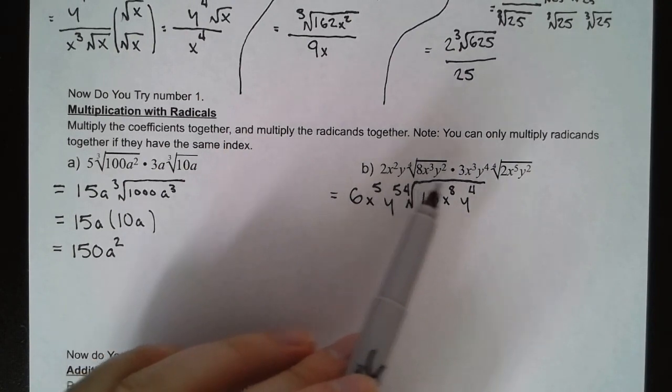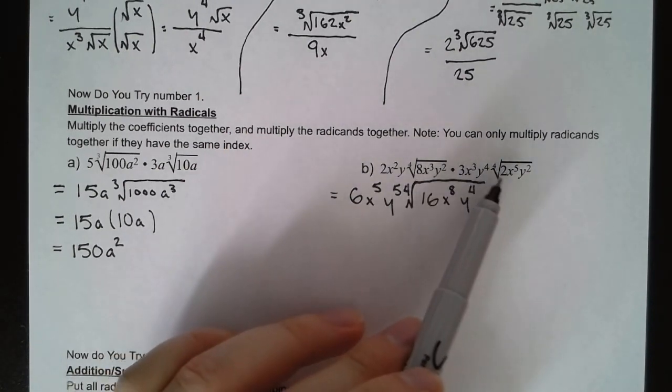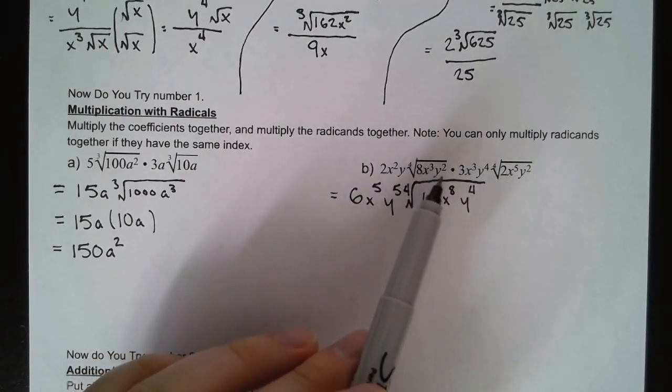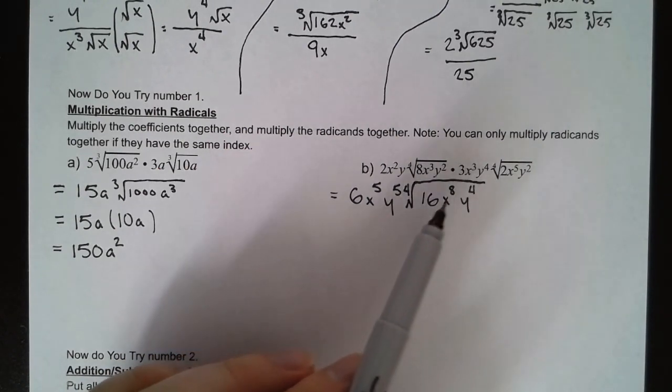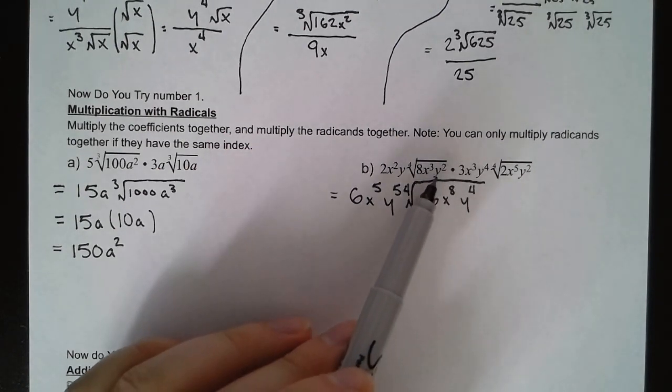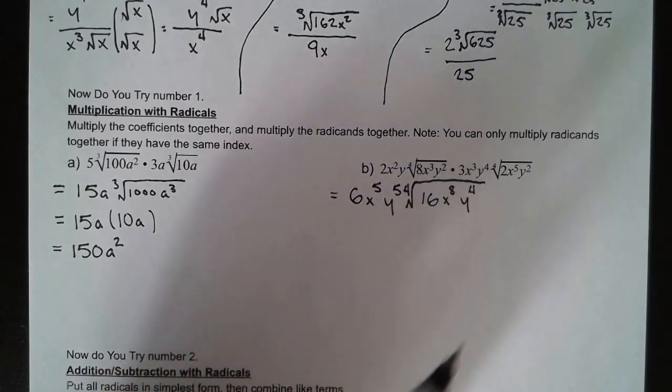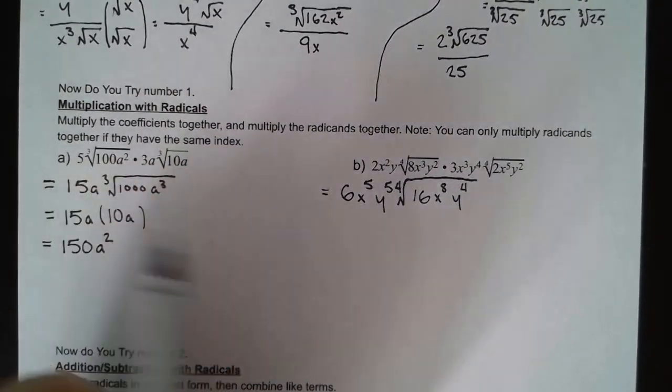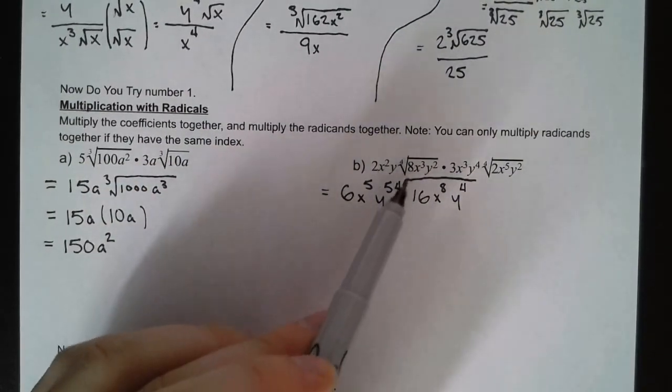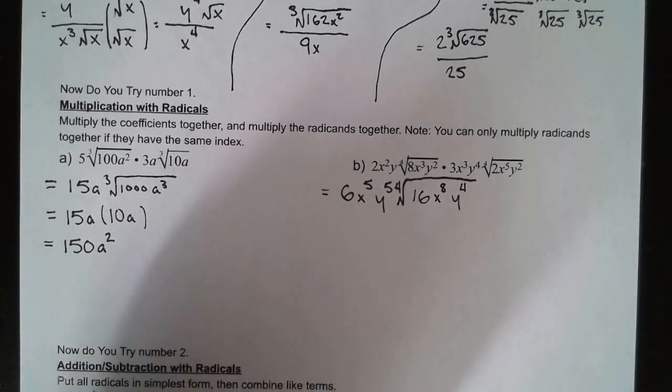Then we have the 4th root. 8 times 2 is 16. X to the 3rd times x to the 5th is x to the 8th. Y squared times y squared is y to the 4th. Now we can simplify this radical.